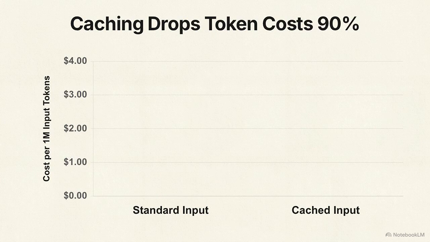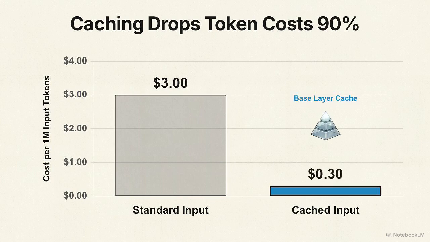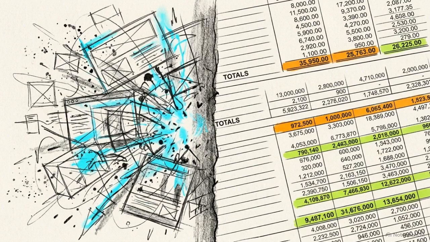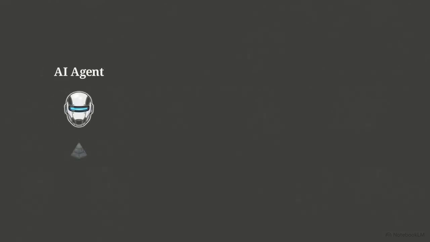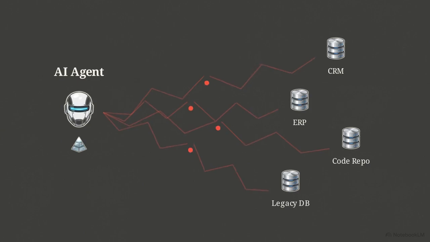This chart demonstrates the financial impact of caching. A standard $3 input cost per million tokens drops by 90%, down to an effective cost of just 30 cents. Prompt caching transforms these structures from technical optimizations into financial requirements for any organization operating at scale, which leaves one final architectural question. How does this meticulously engineered context actually connect to fragmented enterprise systems securely without breaking?